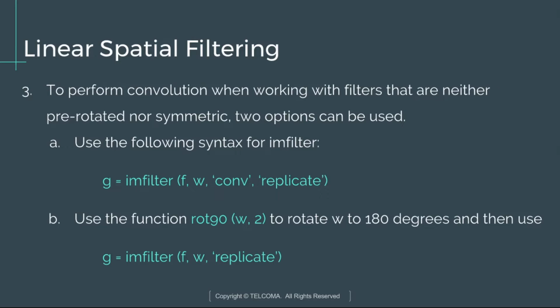When working with filters that are neither pre-rotated nor symmetric and you wish to perform convolution, then there are two options. One is to use the syntax g equals imfilter f, w, conv, replicate. The other approach is to use function rot90 w, 2 to rotate w by 180 degrees and then use imfilter f, w, replicate.